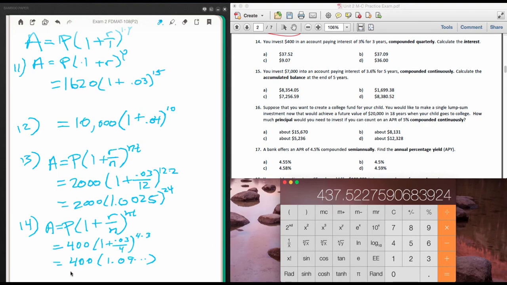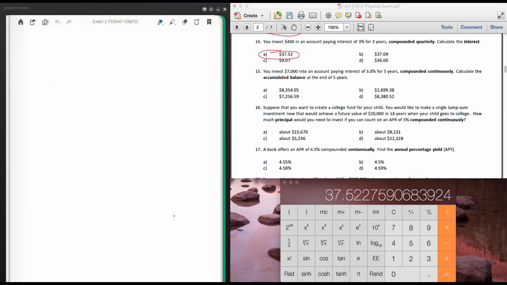$437.52. Now, to find the interest, we're going to take that value and subtract 400 from it. If I subtract 400, which was the principal amount, my answer is there's $37.52 of interest. So $37.52 is right here, and we're ready to move on to 15.